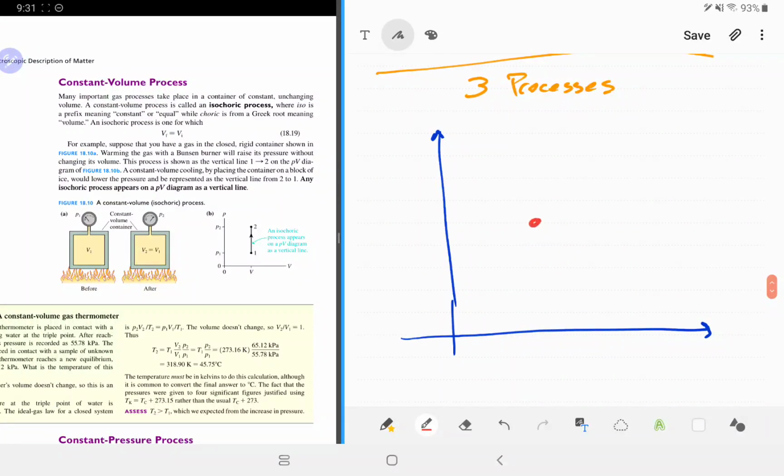So I'm going to draw the same initial point for all three of these things. This is going to be my initial point for all three processes. And I'm going to imagine heating up my sample of gas.